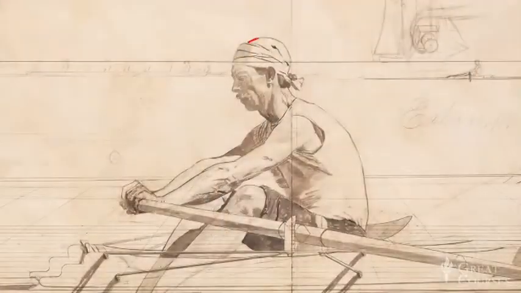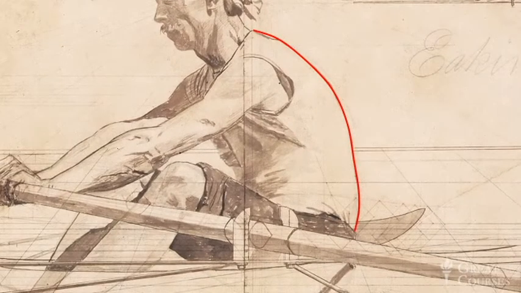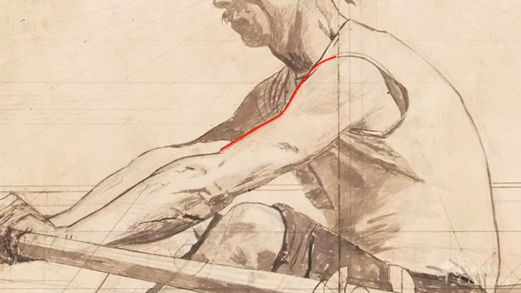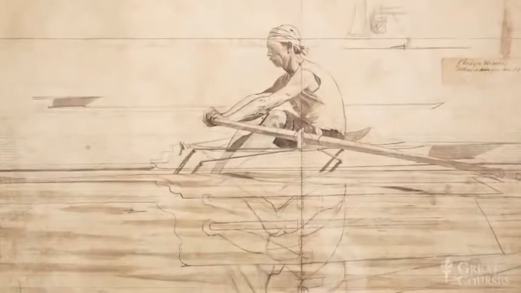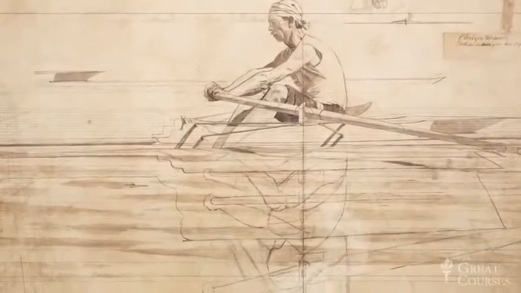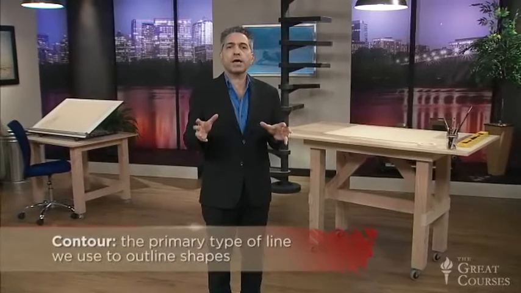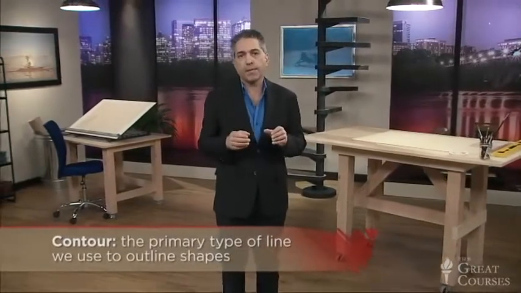In Eakins' drawing of John Biglin, a lot of the figure is defined by contour. Note that line starting at the top of the head, the one that continues back along the back of his skull. It's really not that much different than the portion of the circle you just drew. The long line describing Biglin's back and the lines which define the top edges of his arms, those are also contours. And, as you may have already noticed, the reflection in the water contains a lot of contour too. Contour is the primary type of line we use to outline shapes. And it's a type of line you just used to draw your circle, rectangle, and triangle.